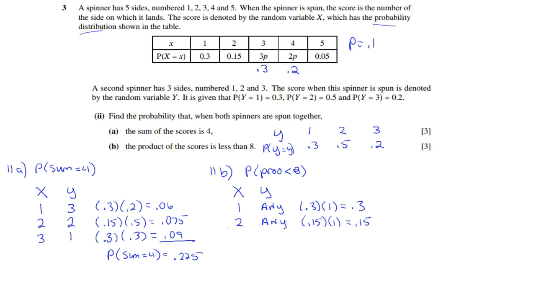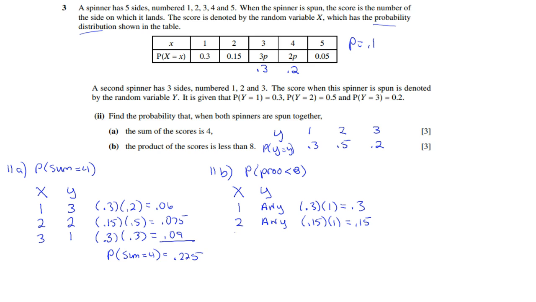And then the same thing when I get a 2 on spinner x. Again, any number will work, because if I multiply 2 times 1 or 2 times 2 or 2 times 3, it's still going to be less than 8. So the probability of getting a 2 is 0.15 on spinner x, but the probability of getting any number at all is 1. So that's why I multiply those together and get 0.15.